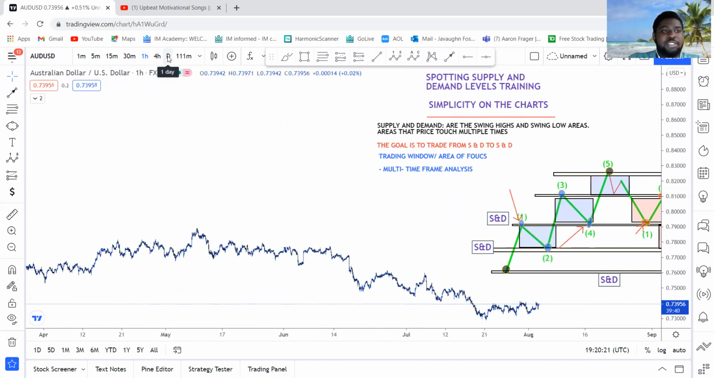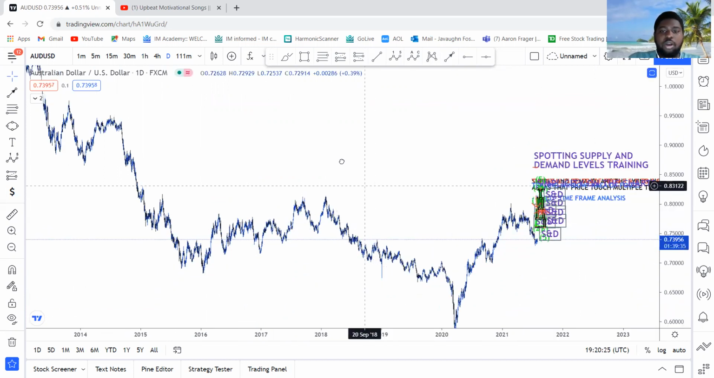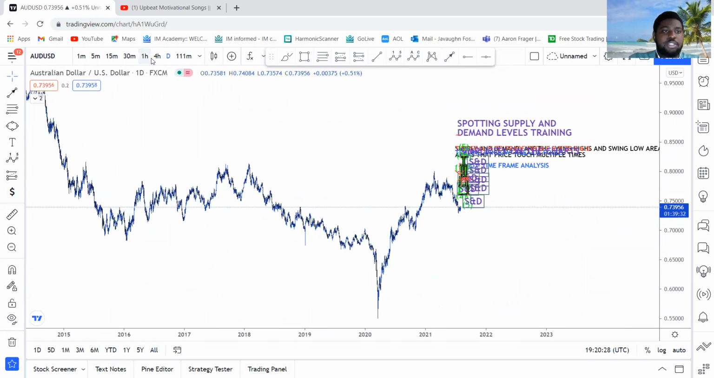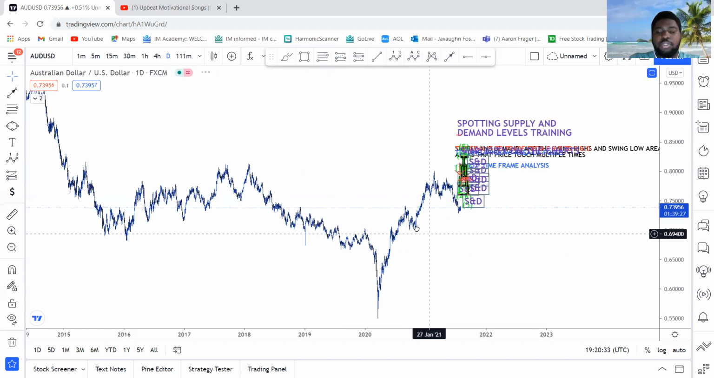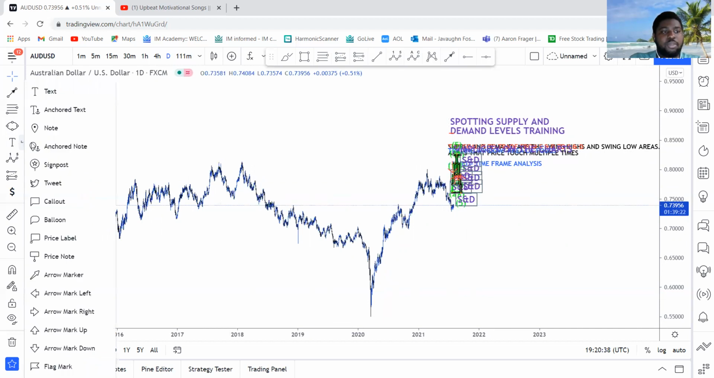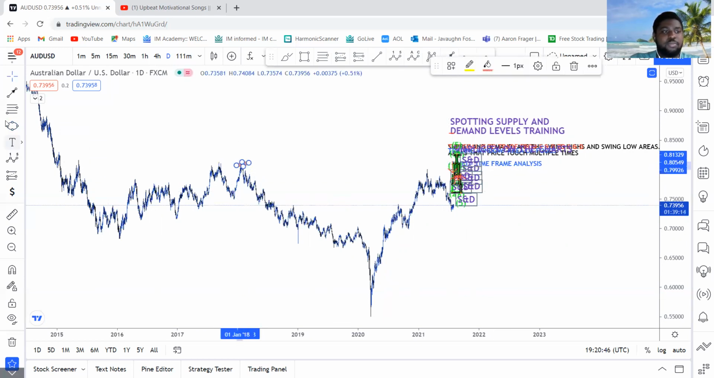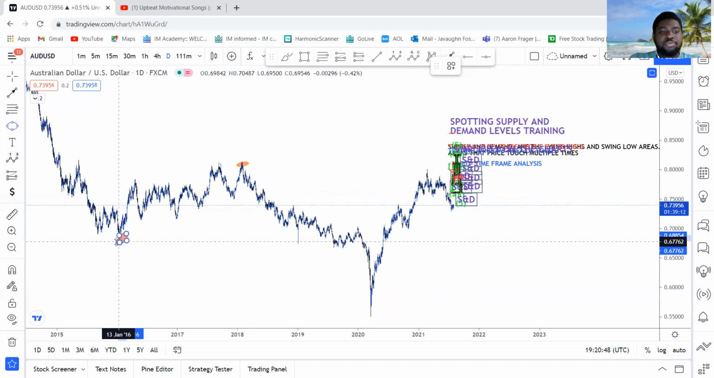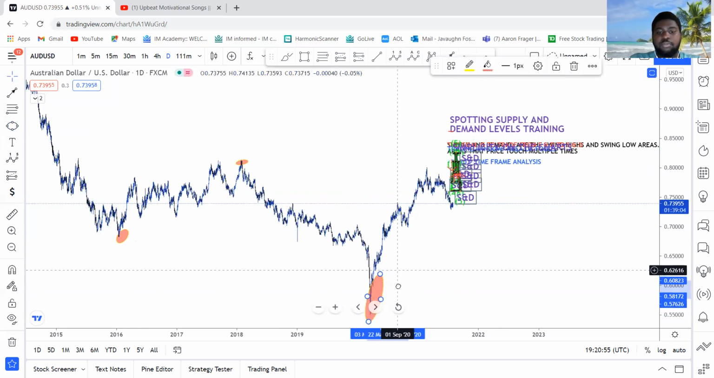So let's look at this trade. This is AUSD. If we look at this trade on AUSD, we could start to spot these swing highs and swing lows on the daily time frame. So we could see that this was a swing high area. We're going to look at this as a low, and then we end up coming down here and having a very steep low.